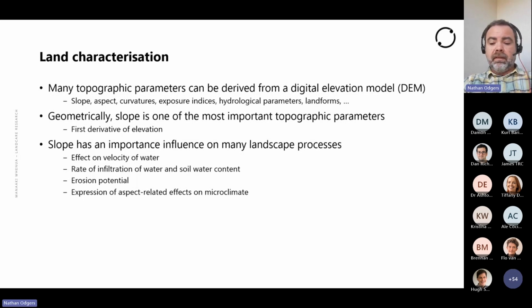And what I mean by that is, in the southern hemisphere, I suppose we tend to think of north-facing slopes being warmer and drier on average than south-facing slopes. And to some extent, the strength of those aspect-related effects depends on how steep the slope is. Those effects tend to be magnified as slope becomes steeper.